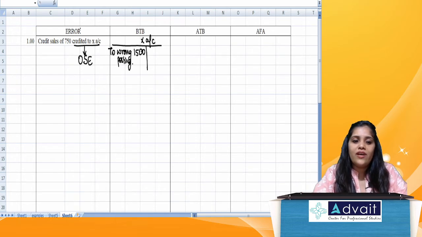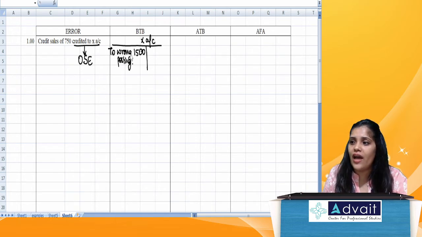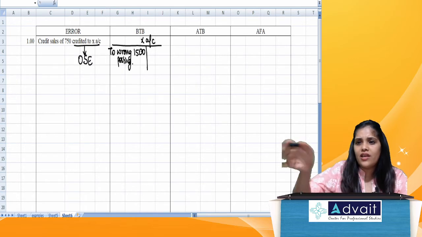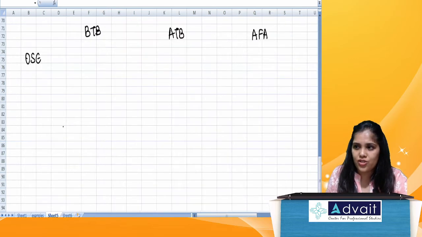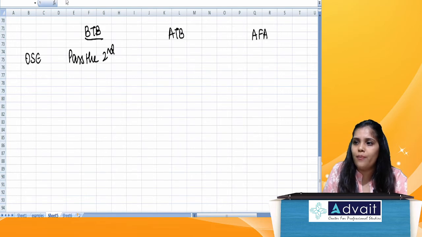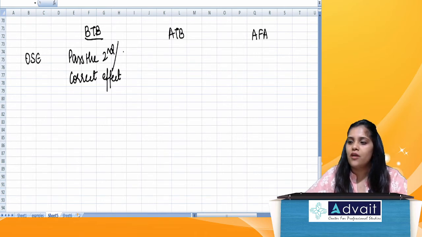So, how did we rectify? We gave the correct effect. So, we understood if it is BTB and if it is a one-sided error, pass the second effect, or the correct effect. Am I clear till here? Any doubt? Did you understand how I rectified this?